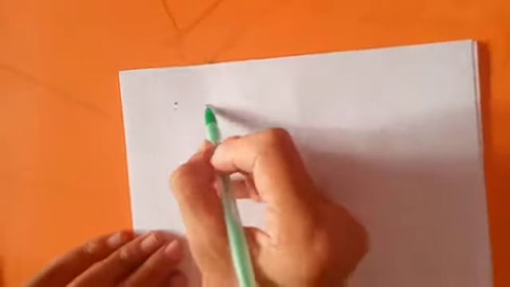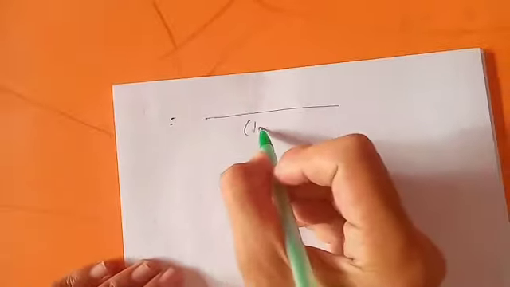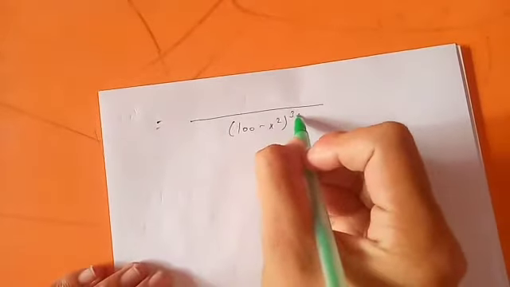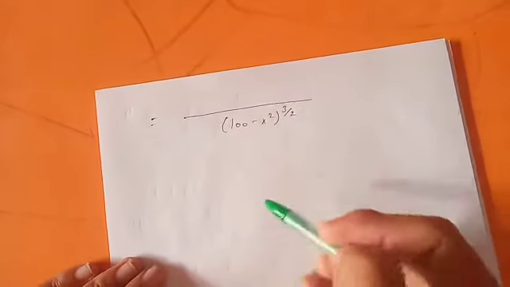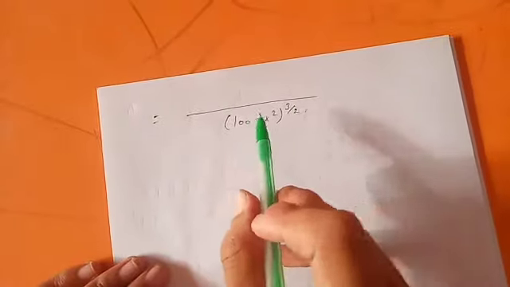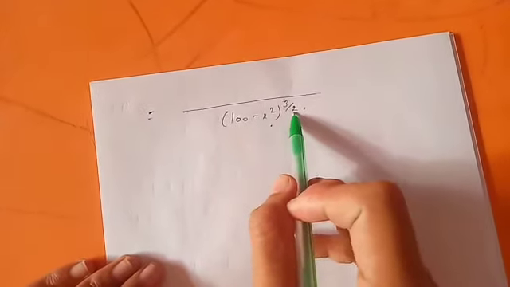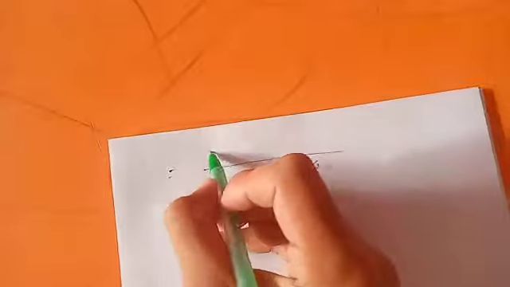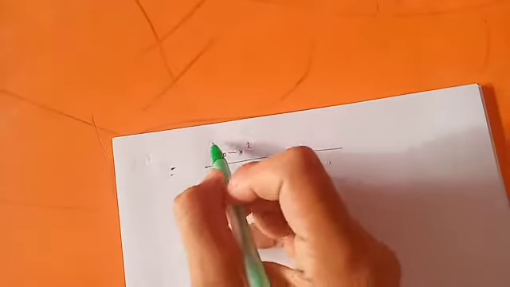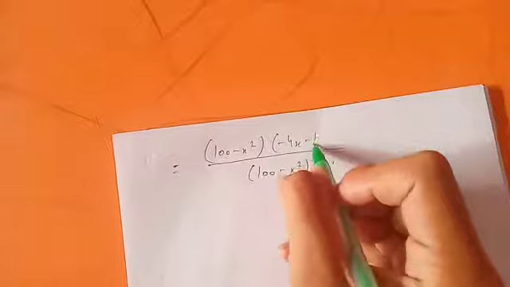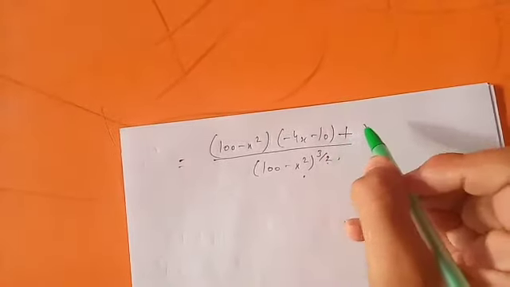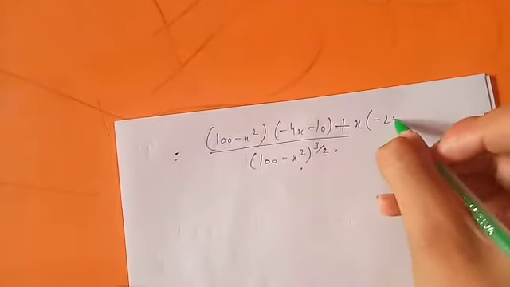So now we will take LCM of under the root 100 minus x square. So in denominator we will get 100 minus x square power 3 by 2, means we have multiplied our LCM with our denominator, so we will get this. And in numerator what we will get? 100 minus x square into minus 4x minus 10 plus, and here it will be x into minus 2x.